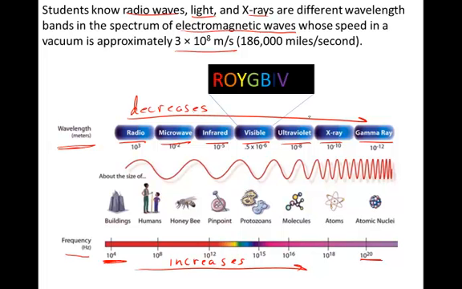Now, for the visible part of it, we also need to know that right about here is the red frequency, then orange, yellow, green, blue, indigo, and finally violet. And likewise, we're supposed to know that in this direction, the wavelength decreases, and in this direction, the frequency increases.